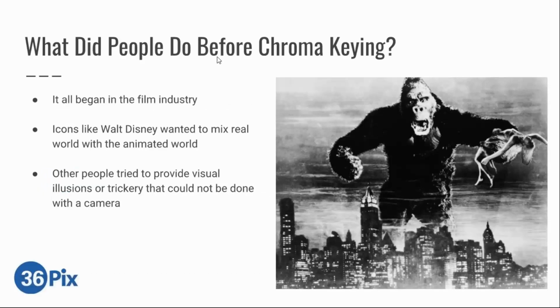So what did people do before chroma keying? Before chroma keying, people still worked with extractions. It all began in the film industry. We had icons such as Walt Disney who wanted to mix the real world with the animated world, and other filmmakers who just wanted to create sets that maybe were not possible in their budgets or with the technologies they had. So they tried to do some work with composite images to create these really nice movies. And that's where we're going to start here with our history of chroma keying.